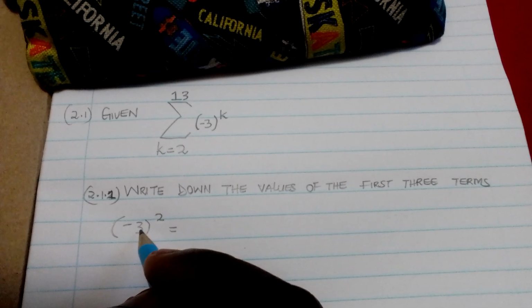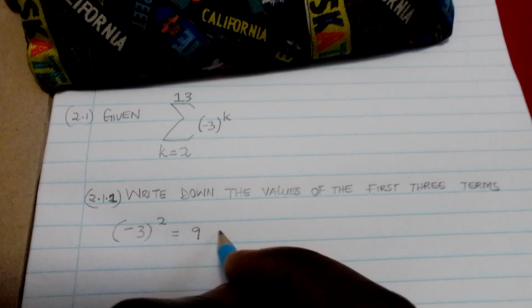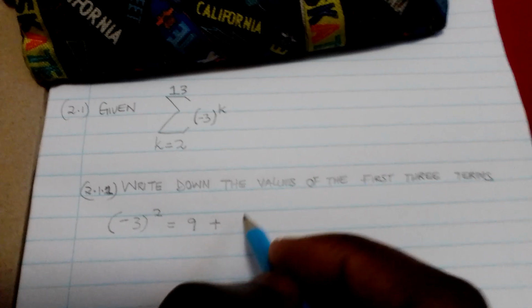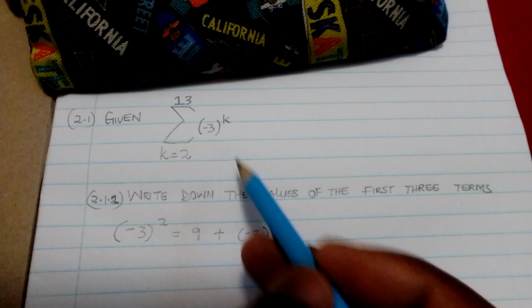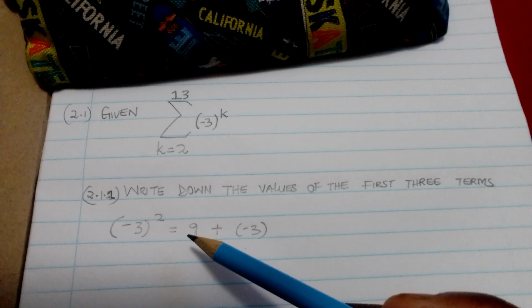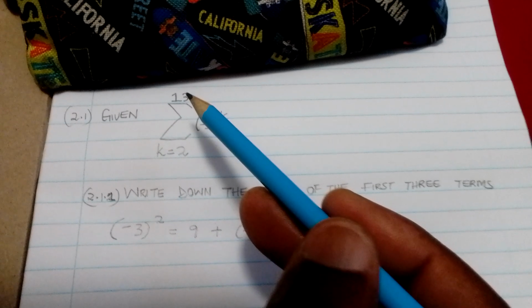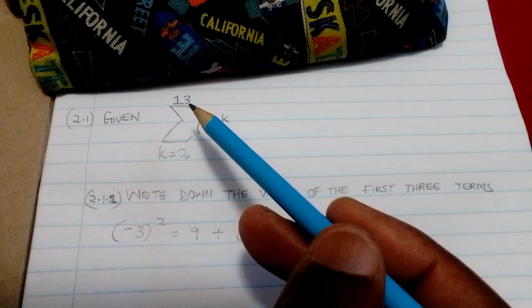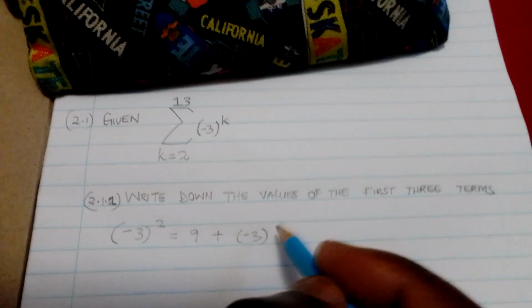So anything squared will be positive. 3 squared, that's a 9, so that's our first term, plus minus 3. And mind you, we're going up to 13, but for this question, we're not going to go to 13. But the maximum value of n for this particular series is 13.